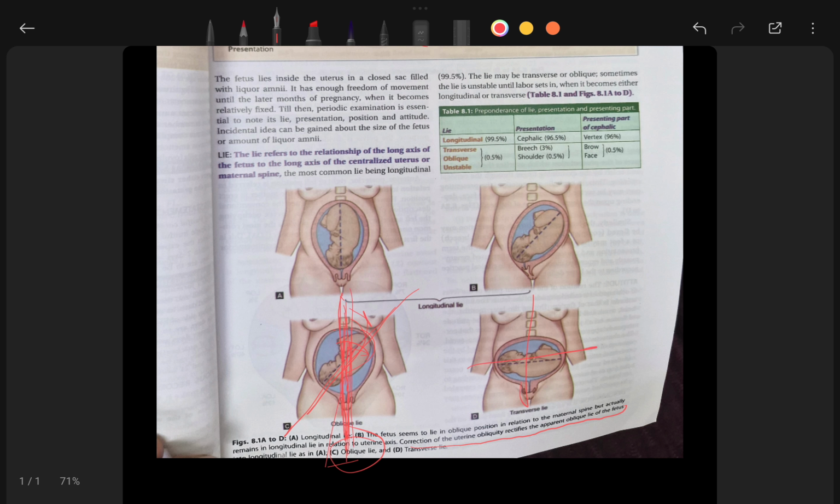And this is a transverse lie, exactly 90 degrees to the long axis of the mother, the long axis of the uterus. For the uterus, it's making an angle of 90 degrees with the axis of the fetus. So it's a transverse lie. And I'll continue on the next page in the next part of the video.